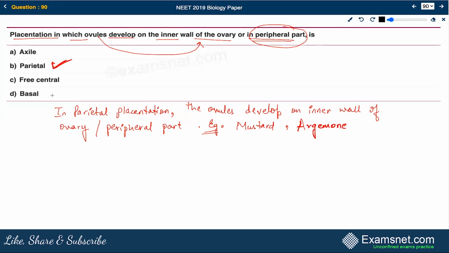Free central will be in the center, as the word is suggesting. So definitely this is not the correct option. Basal means the basal placentation, at the base. So definitely this is also not found in the periphery. And axile means that in case of axile placentation, the arrangement again is on the central portion. So that's why this is also not the correct option. So the correct answer is option number B over here. All right. So with this, we have completed the 90 questions of your NEET 2019 paper.